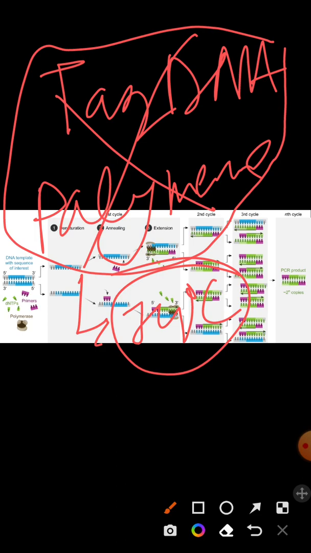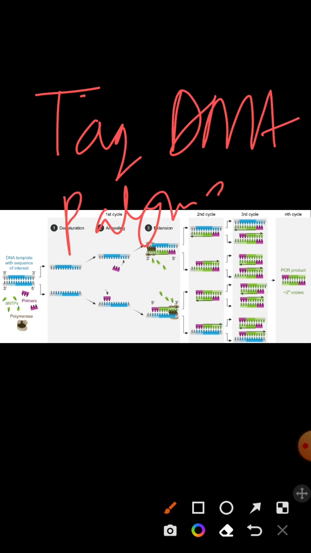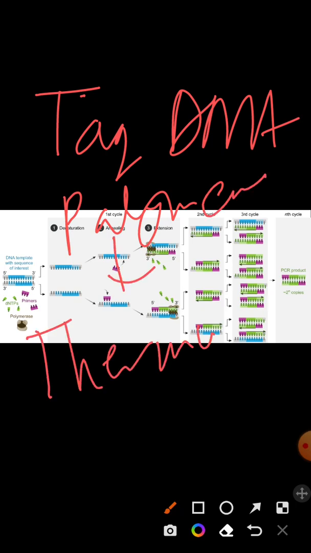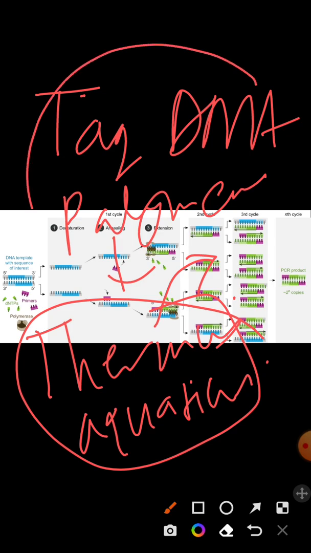Now the question is, from where is Taq DNA polymerase isolated? So remember that Taq DNA polymerase is isolated from a bacterium called Thermus aquaticus, which usually lives in geothermal vents, and as usual it is also a thermophile, right? It lives in hot springs, and it possesses the Taq DNA polymerase which is involved in replication of Thermus aquaticus.